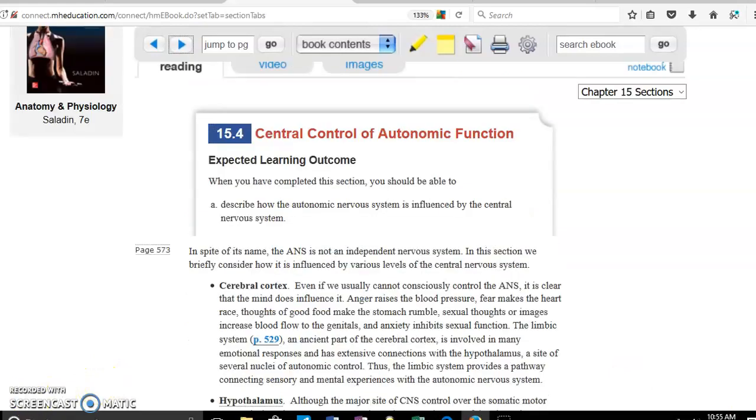Okay, the next topic is central control of the autonomic function. Central control refers to your brain. As you know, your brain controls everything in your body. So we cannot separate the autonomic nervous system, even though we cannot control it voluntarily, the brain still has control over that. For example, when you are in love, your blood pressure increases, your heart rate goes faster. That is because your brain is going to make these things happen with the autonomic nervous system, but you don't have control over it.